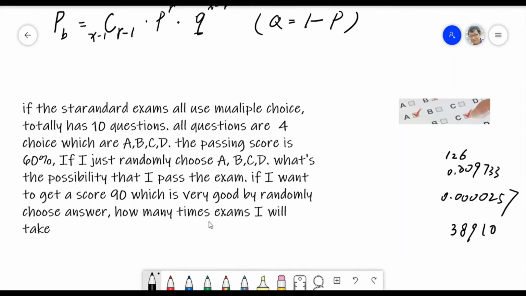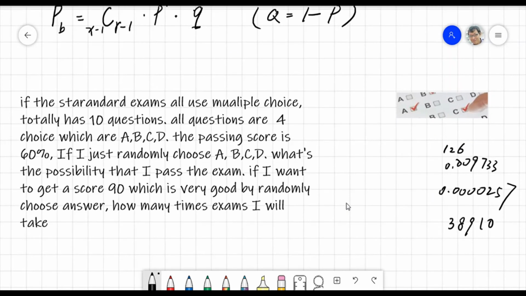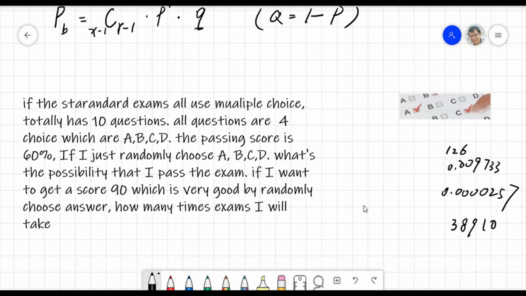So they ask how many times I should take the exam so that I can get 90 one time. This is a probability, right? So this probability can fit the formula I told you. But this is two questions. Let's first solve the first question.